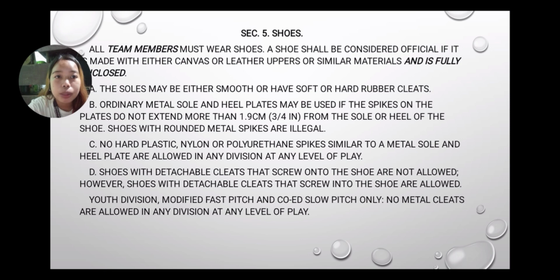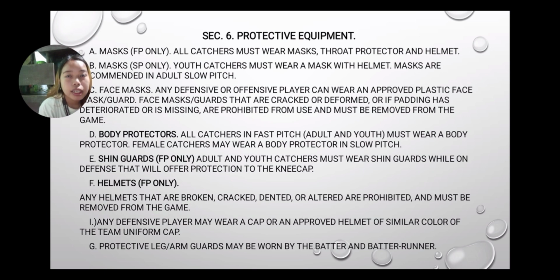Youth divisions, modified fast pitch and co-ed slow pitch only. Section number 6, protective equipment. Mask for FP only. All catchers may wear masks. Mask for SP only. Youth catchers must wear a mask with helmet.